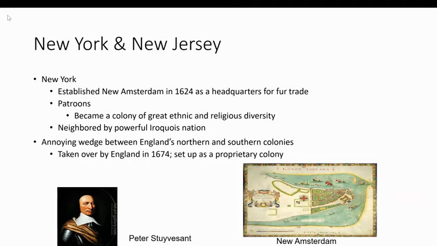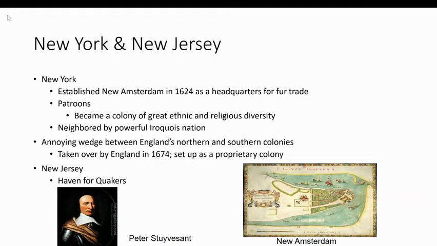The English are going to take over the fur trade in that area. And even though the Dutch left their cultural imprint on different names of streets, Wall Street and Broadway, things like that, after that, the Dutch influence in North America was on its way out.